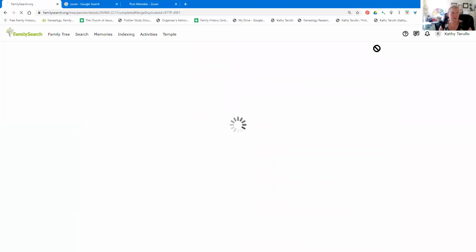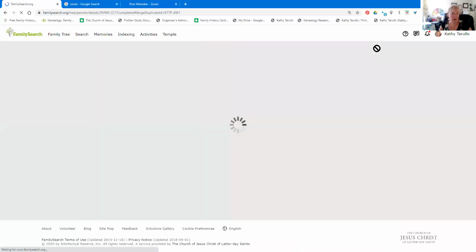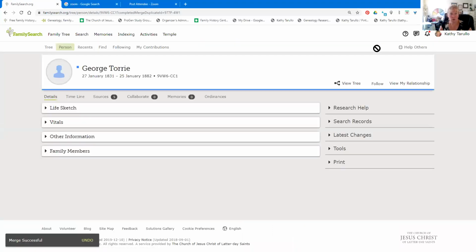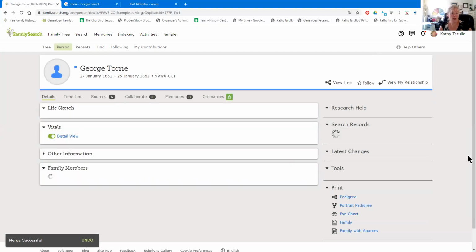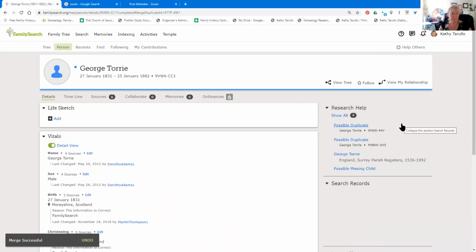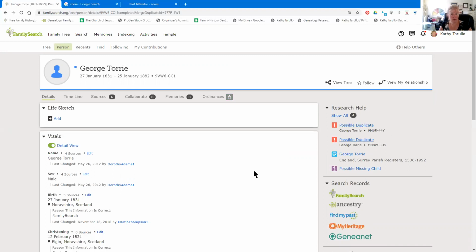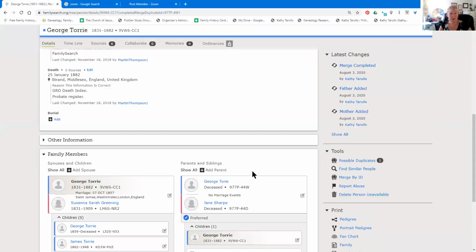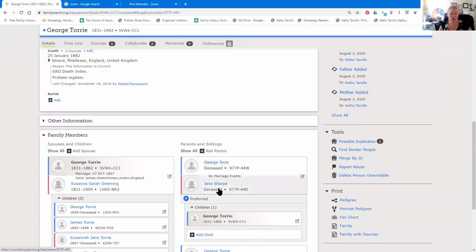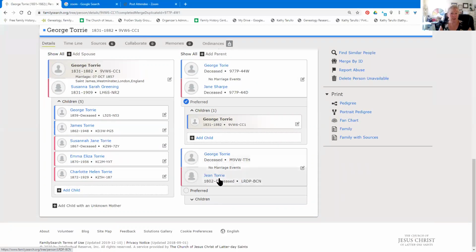There you have it. So when I go back to my original George Torrey and I look at my research help, I still have two possible duplicates to work through. And I told you that we added his parents. So here's the first George Torrey and Jane Sharp, and then George Torrey and Jean Torrey. So you can see that they are connected to George Torrey, both sets of parents, and then I can work through them.